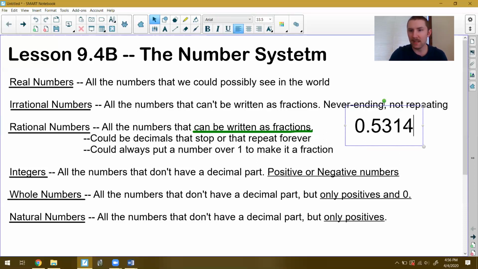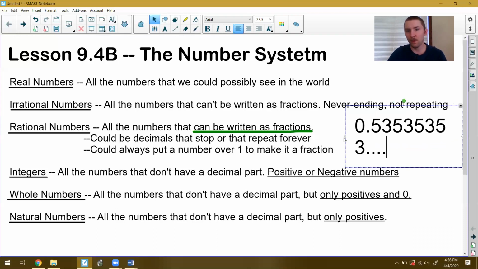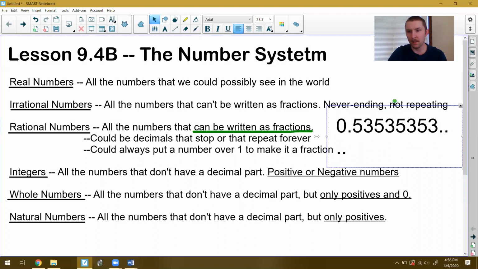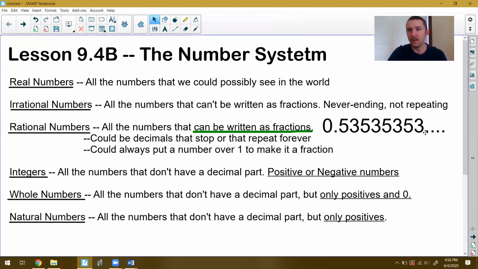Also, a decimal that repeats itself, if it did this 53535353 over and over and over again, that would also be a rational number. As long as we could put that repeating bar over it, we could write it as a fraction. I'm not going to make you write them as fractions, but we just have to recognize the types of decimal numbers that we could write as fractions. So just keep in mind, decimal numbers can be rational. In fact, most of them are if they stop at a certain point or if they repeat themselves over and over again forever.